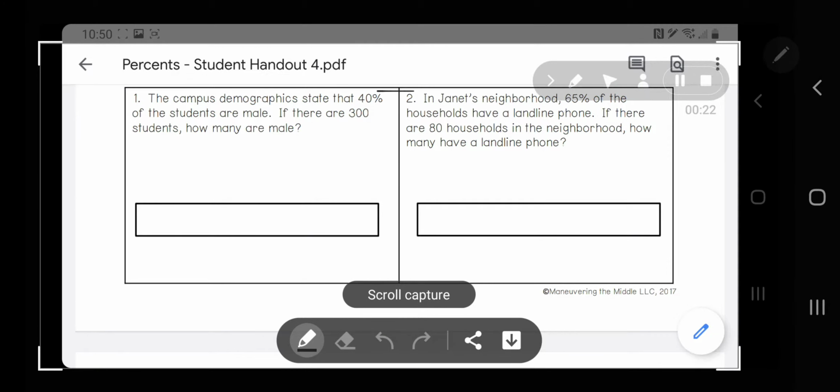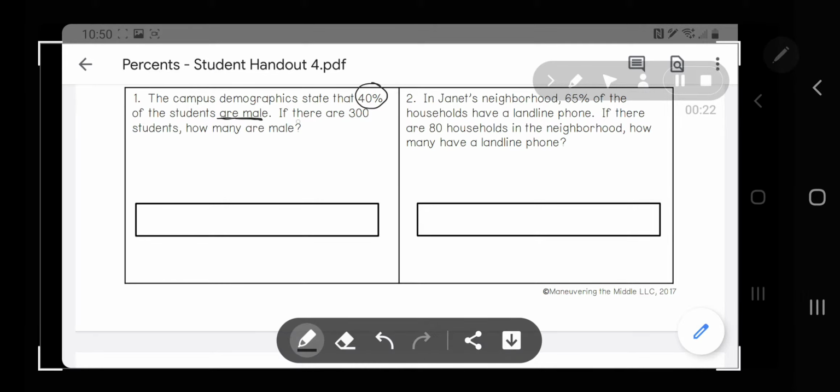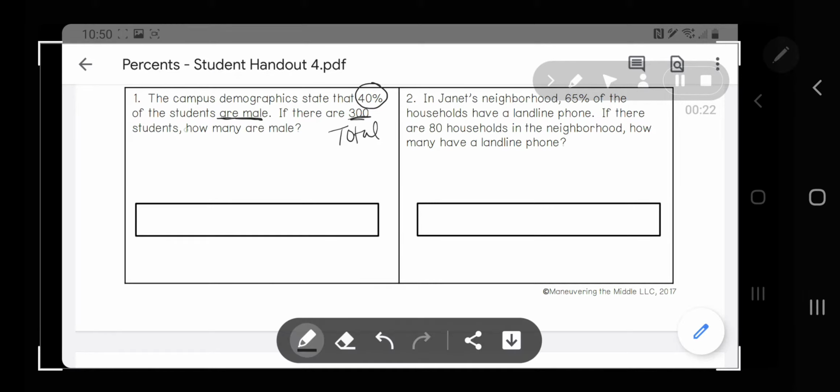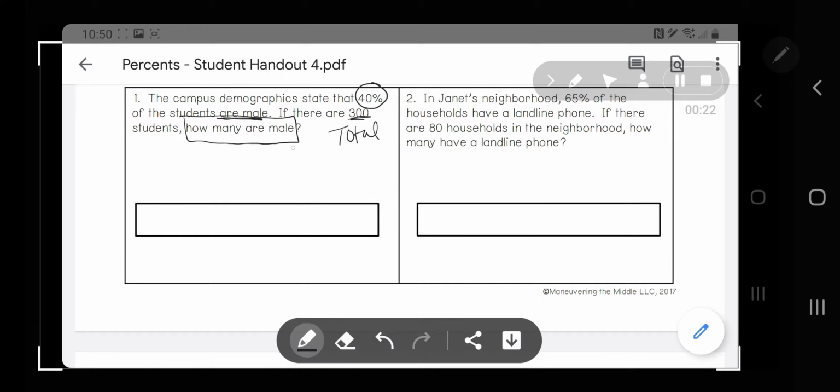So right here, I know that 40% of the students are male. Okay, and it says if there are 300 students, so this tells me my total amount of students. And my question is, how many are male? I am still looking for how many are male.